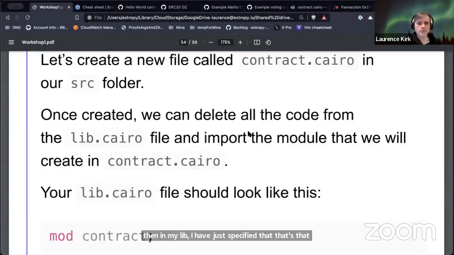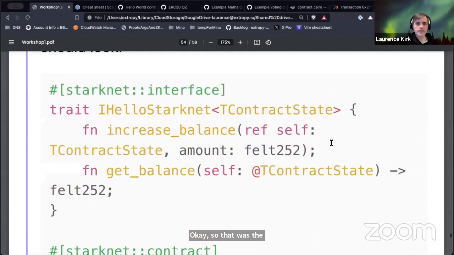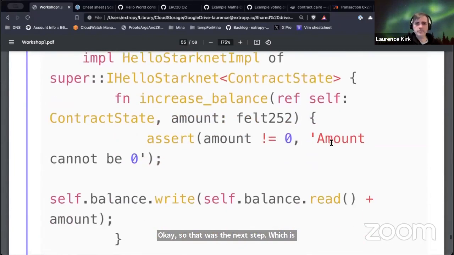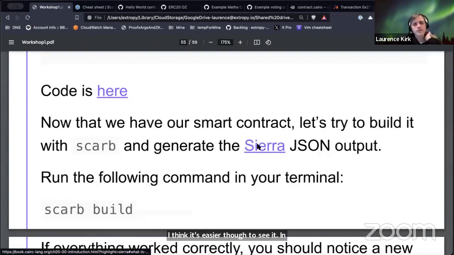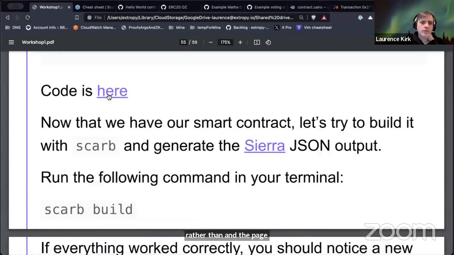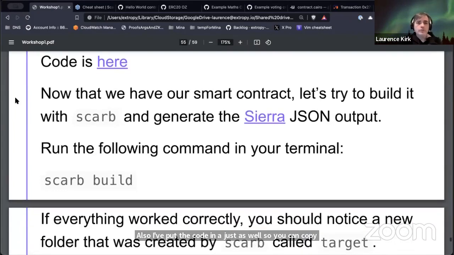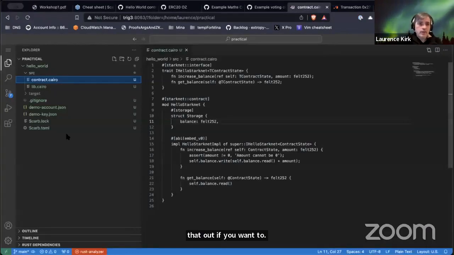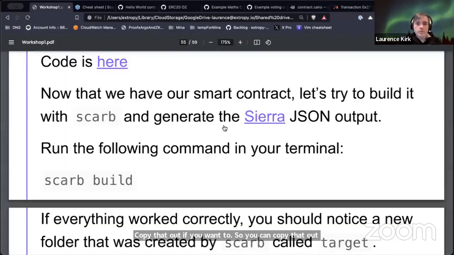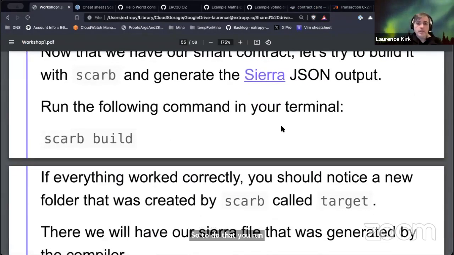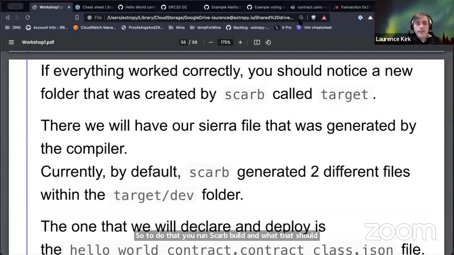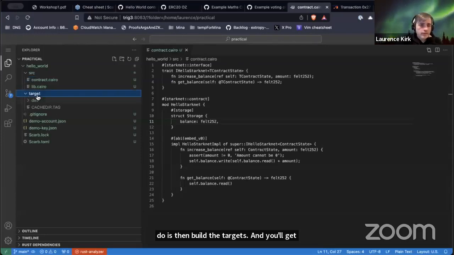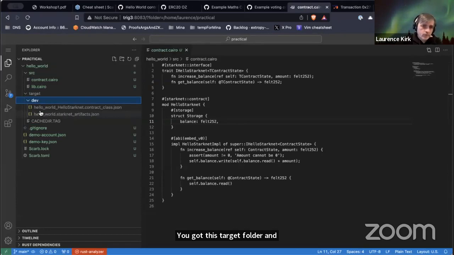Okay, so that was the next step, which is all detailed here. I've gone through that. I think it's easier though to see it in VS Code rather than on the page. Also, I've put the code in a gist as well, so you can copy that out if you want to. So once you've got your code here, what you can do is then build it. To do that, you run scarb build, and what that should do is build the targets, and you'll get this target folder, and we've got dev targets here.